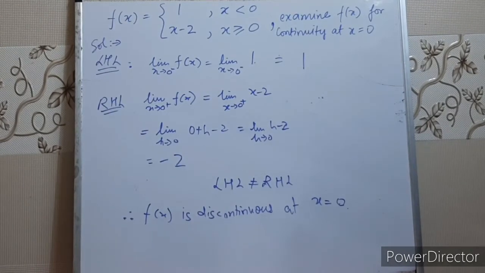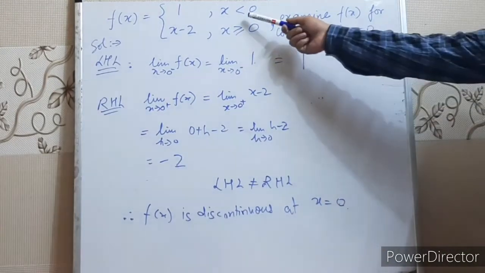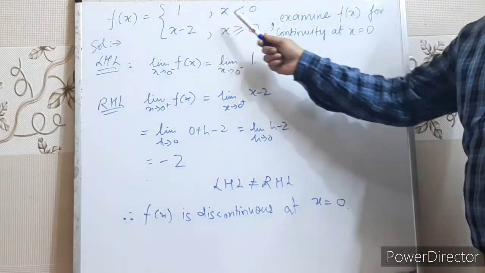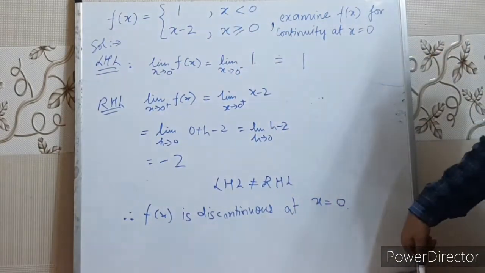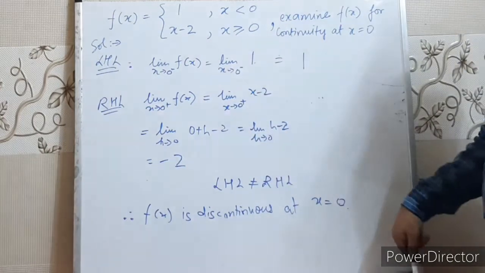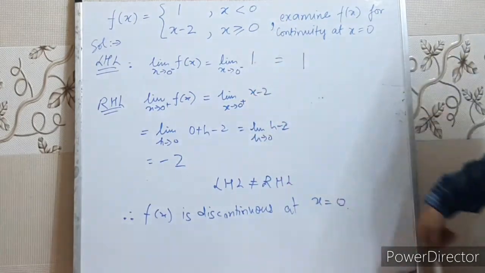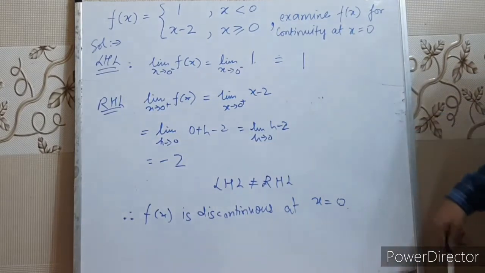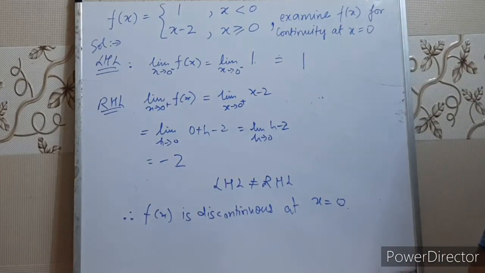Children, let's solve a few sums. The first sum says: if f(x) equals 1 when x is less than 0, and f(x) equals x minus 2 when x is greater than or equal to 1, examine f(x) for continuity at x equals 0. Right, children?